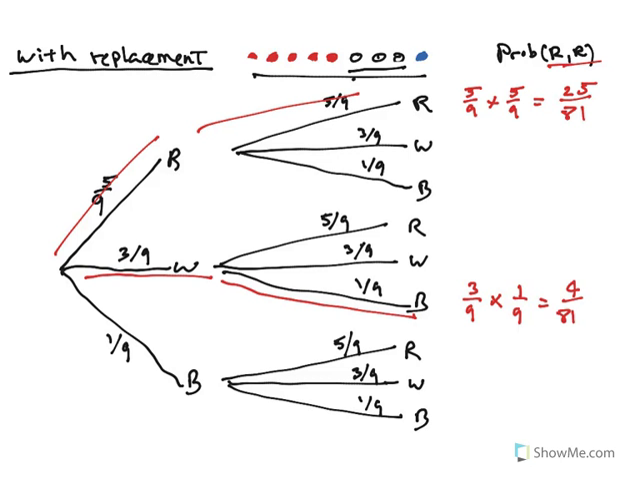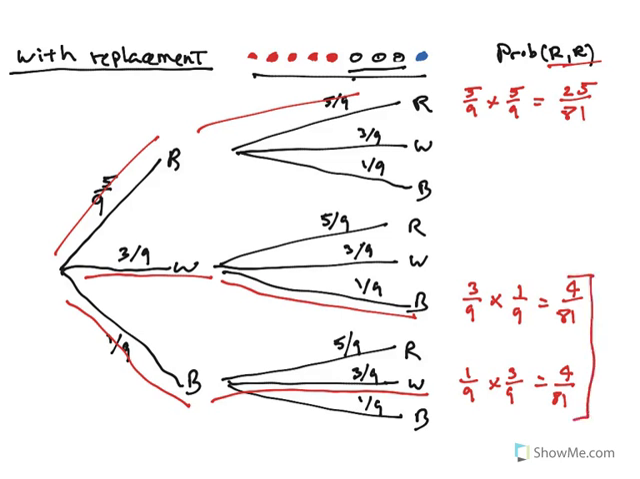Supposing I wanted white-blue in either order, in which case we would have that one, or we could have that one followed by that one. We could go blue-white, which is 1 ninth times 3 ninths, which is 3 over 81. And if you wanted either of these 2 situations, we'd add them up to get 6 over 81.